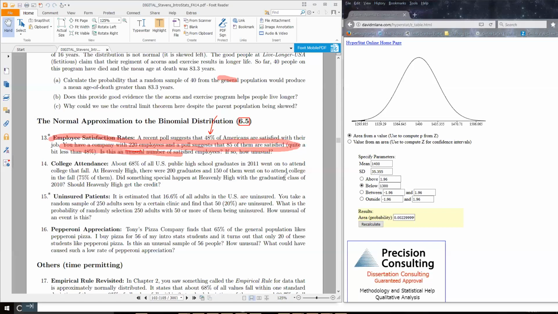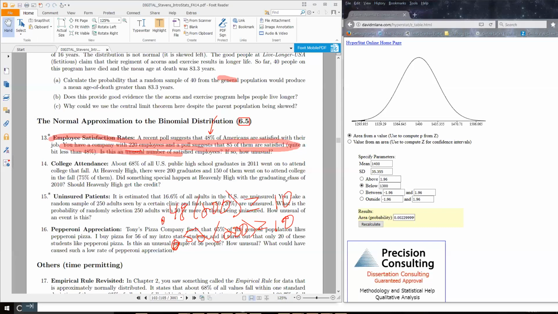So I think the other criteria is 0.48 times 200 greater than or equal to 10. Well, it sure is. And if you do 1 minus 0.48, you get 0.52, and 0.52 times 200 is also greater than or equal to 10. So we're okay to do this normal approximation for the binomial distribution. And maybe that's more information than what your professor is looking for, but it is something we should check.